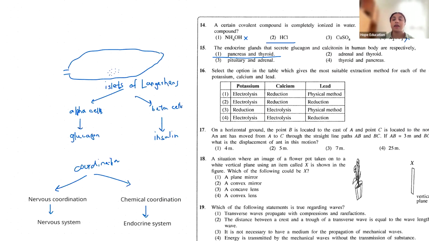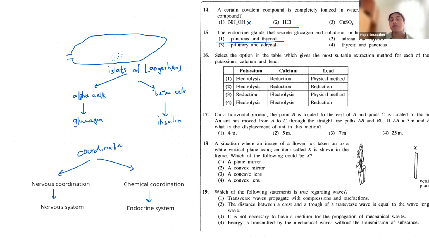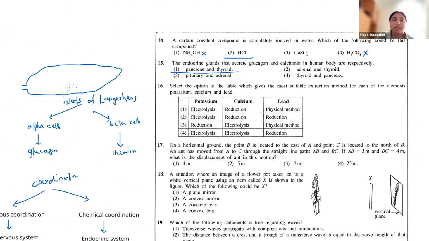Apart from that, the other endocrine glands are the ovaries and testes. Ovaries secrete estrogen and progesterone hormones, and testes secrete testosterone. Right? Okay. Let's move on to our next question.